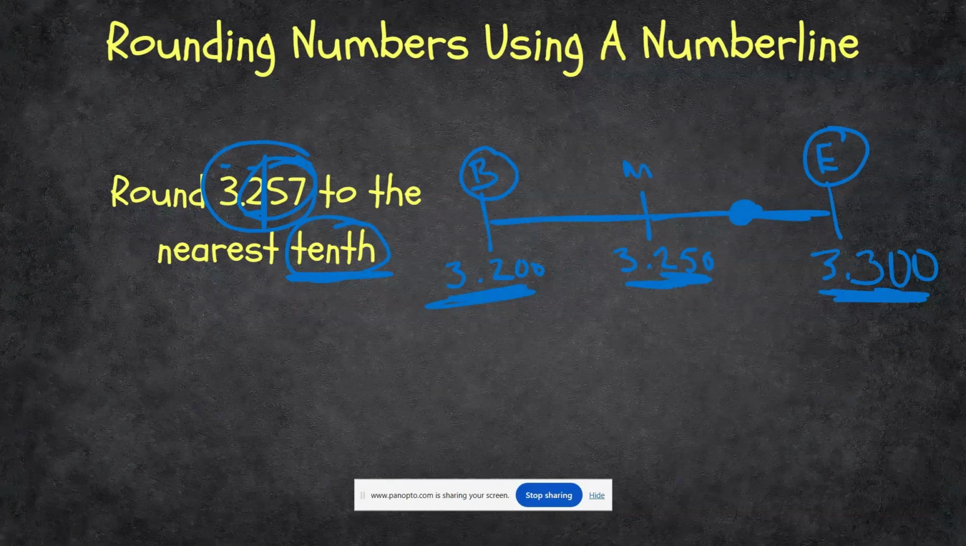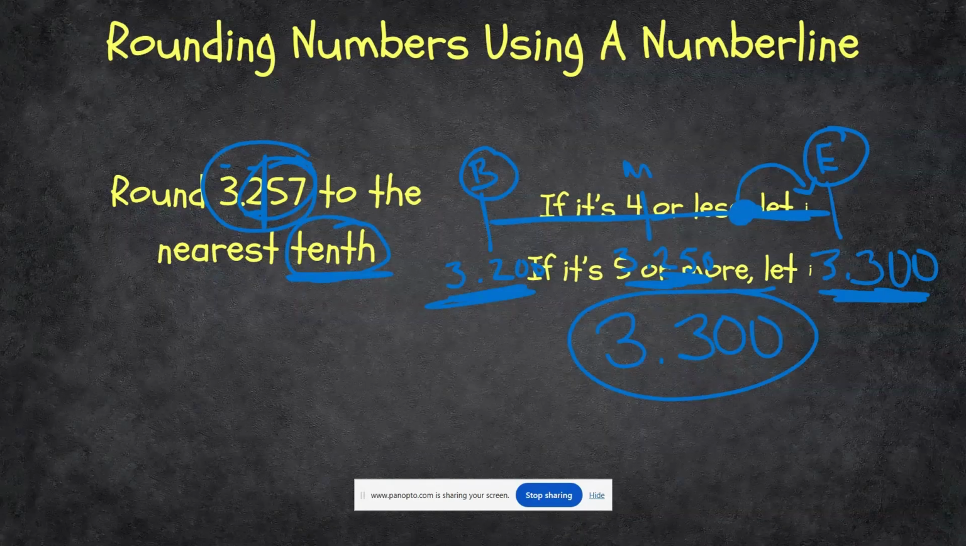Again, I'm just estimating. Because my number is after the midpoint, that means my number is going to round up. So the answer is going to be 3.300. That is what my number is going to round to when I'm rounding to the nearest tenth. Okay, does that make sense? Let's take a look at another one.